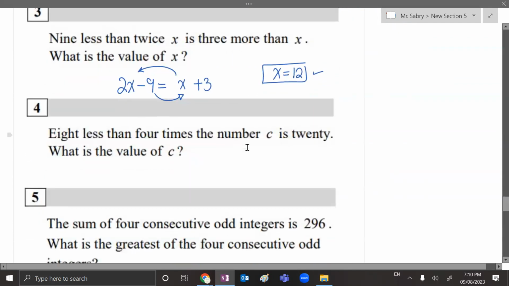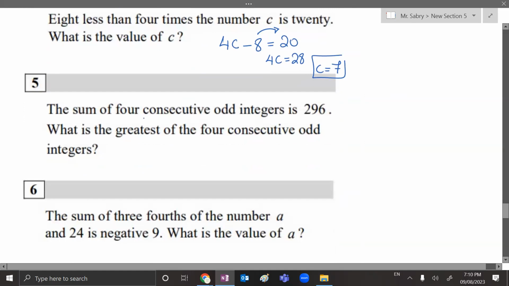Number 4, 8 less than, so something minus 8, less than 4 times the number c, so 4c equals 20. The value of c, I'll move 8 to the other side, so then I'll have this as 28, which will give me c as 7.